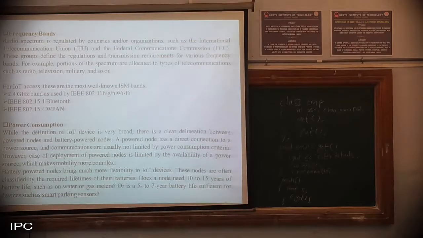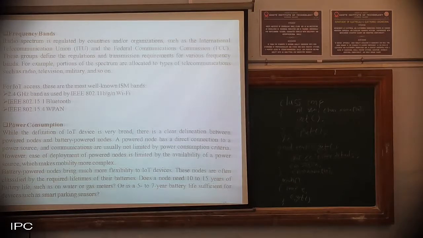Frequency bands are mentioned. For IoT access, these are the most well-known ISM bands. The 2.4 gigahertz band is used for IEEE 802.11 b/g/n Wi-Fi, or IEEE 802.15.1, which is Bluetooth, and IEEE 802.15.4, which is a wireless personal area network. So these use these different ISM bands.